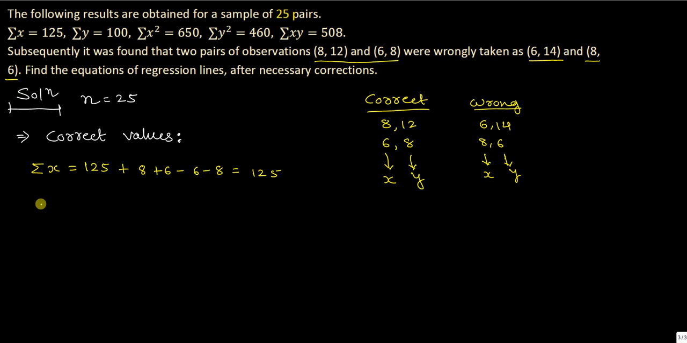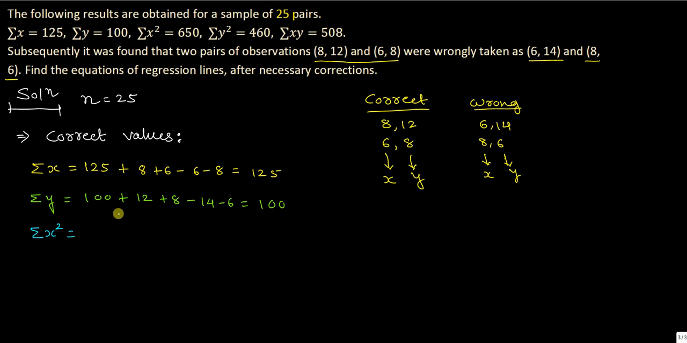Now find out sigma y. Sigma y is given as 100. Okay. Add correct values of y, 12 plus 8. Now subtract wrong values 14 and 6. 12 plus 8 is 20, minus 14 minus 6 is also 20. Plus and minus cancel out. There is no change in the value of y. It is 100.